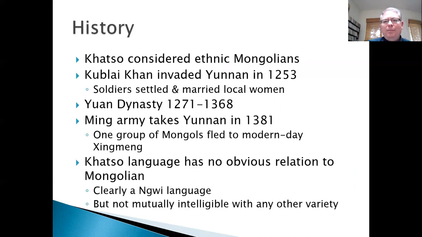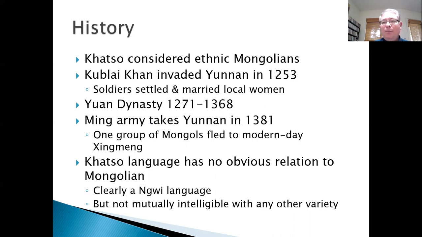The history of the people and the language is pretty interesting. As I mentioned, the Khatso consider themselves Mongolians. For a long time, they have claimed that they descend from the troops that Kublai Khan brought to the region in the 1200s. The government recognized that nomenclature in the 1950s. Why are Mongolians in Yunnan, you may ask? Well, Kublai Khan was trying to conquer China in this time, and he decided he would conquer Yunnan first so he could attack China from the south.